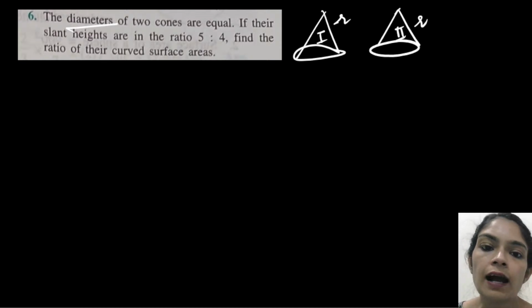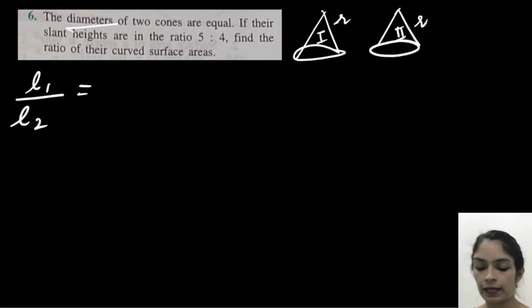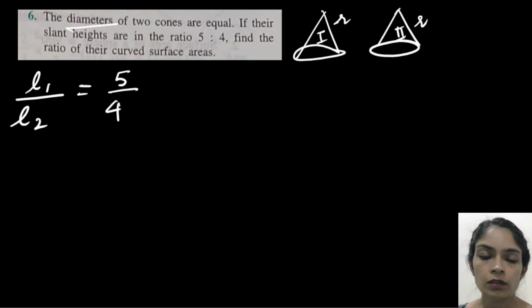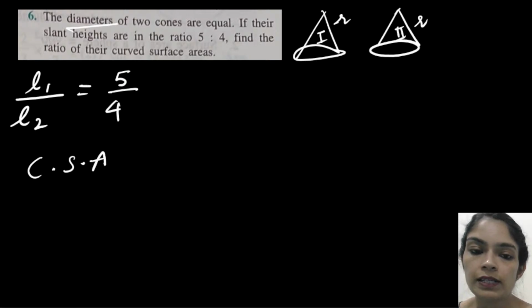If their slant heights are in the ratio, so slant height ratio is given to us. Ratio means again I have to write a fraction. So I can write L1 by L2. Whenever a ratio is there, first of all write the fraction symbol, then write whatever is written first. So first cone to second cone slant heights ratio I am writing 5 by 4. So this is given to us. Find the ratio of their curved surface area. So very easy question.